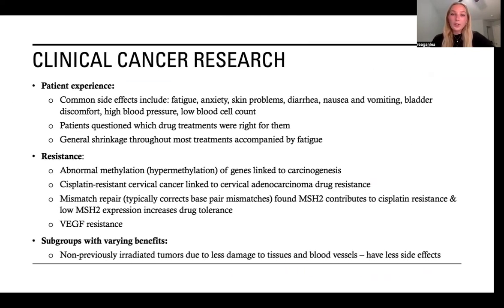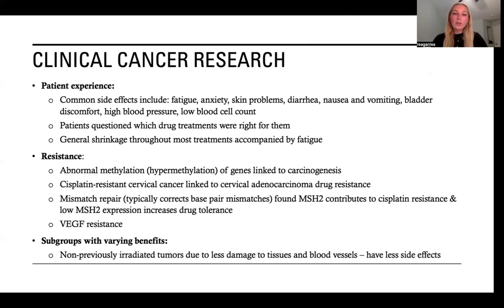So as far as the patient experience goes, some common side effects that they see would be like fatigue, anxiety, skin problems, diarrhea, nausea and vomiting, bladder discomfort, high blood pressure, and like low blood cell count. Patients also question which drug treatments and combinations were right for them. And then general shrinkage throughout most treatments were accompanied by fatigue just because the type of treatment that you typically use for cervical cancer is a little bit more aggressive.